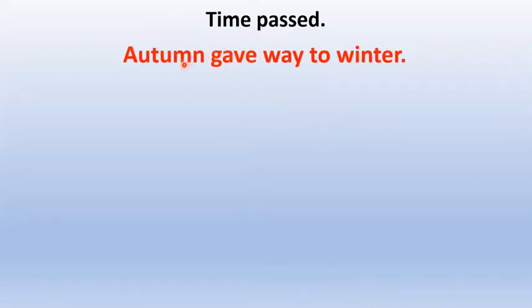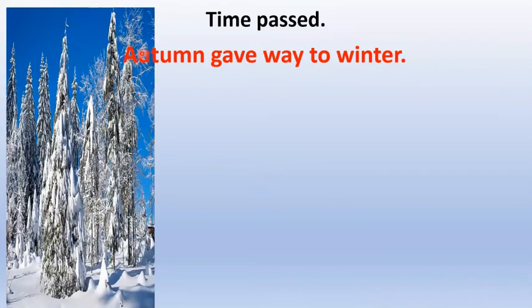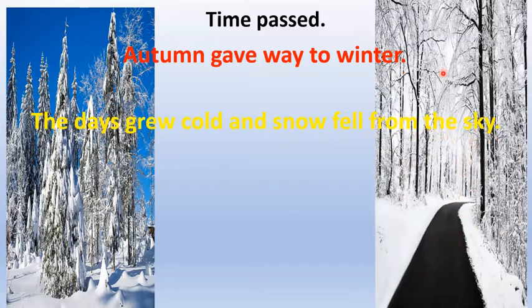Now, time passed. All that they learned, and they were enjoying with the old lady. They used to learn something or the other daily with the old lady. Like that time passed. Autumn gave way to winter. Autumn over. So from December it started, now it became winter. See, winter has come. The days grew cold and snow fell from the sky.